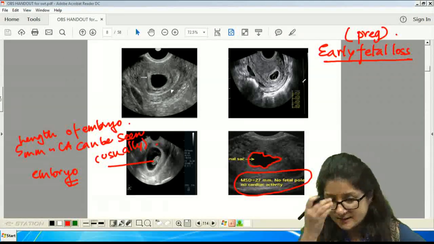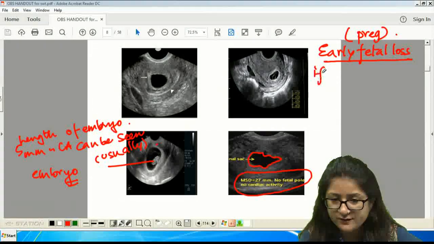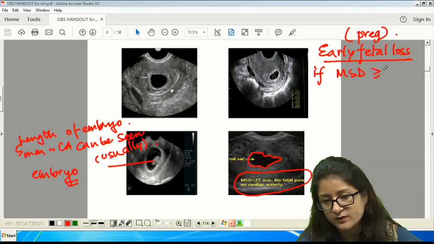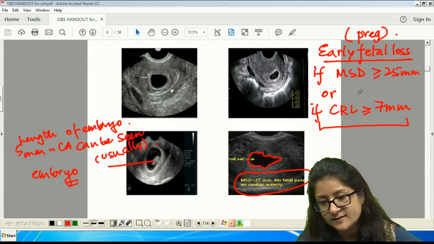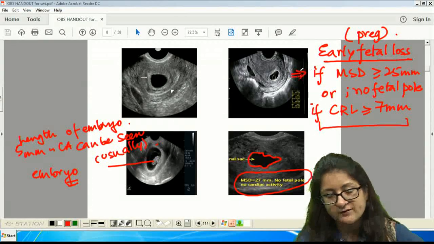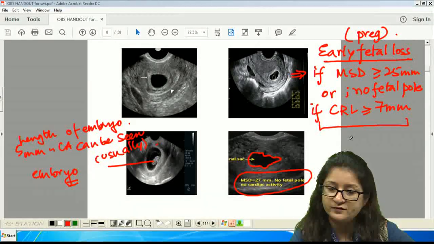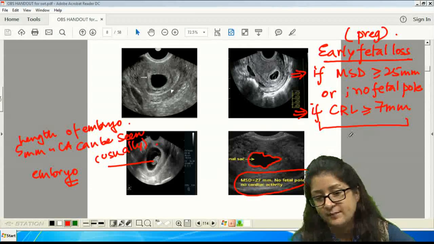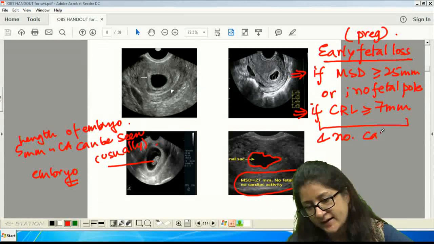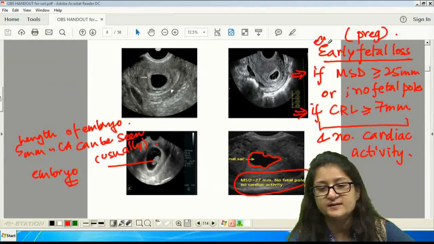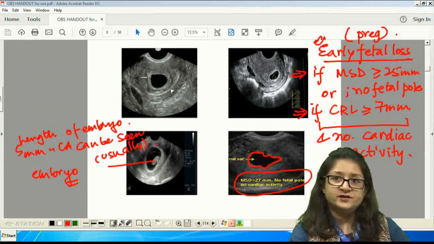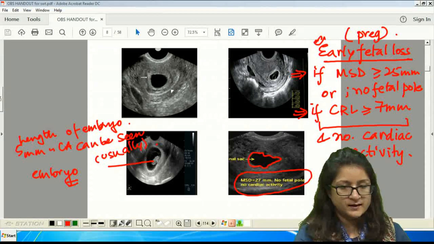Where it is said that if the mean sac diameter is more than or equal to 25 mm and there is no fetal pole, or if the crown rump length is more than or equal to 7 mm and there is no cardiac activity, that means the diagnosis is early pregnancy loss. So these are the two diagnostic features of early pregnancy loss which we should remember.